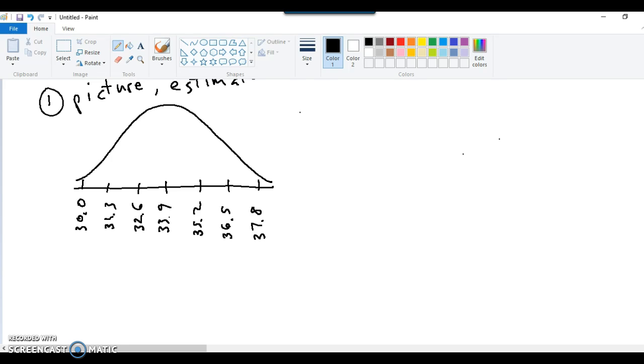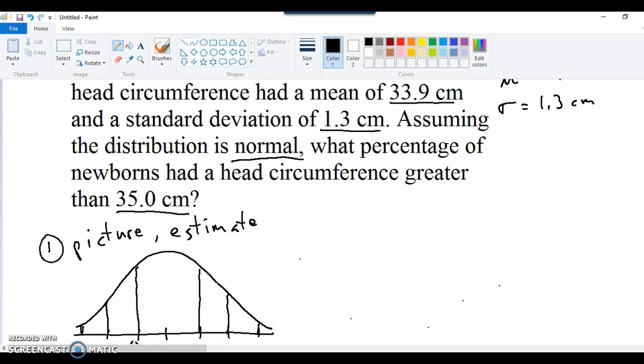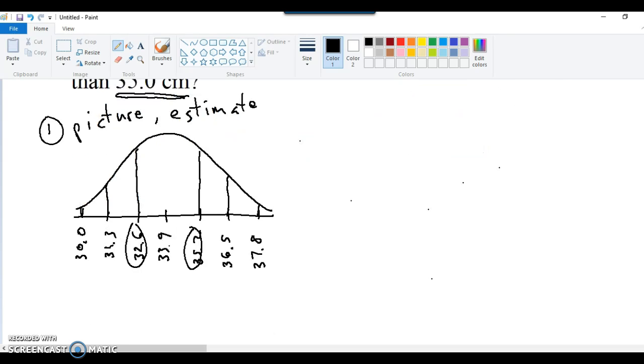Okay, so this picture tells us, according to the 68-95-99.7 rule, 68% of the newborns had a head circumference between 32.6 and 35.2 centimeters. 95% of the newborns had a head circumference between 31.3 and 36.5 centimeters. And for the 99.7%, almost all the babies had a head circumference between 30.0 and 37.8. Now, in this question, we're asked to find the percentage of newborns with a circumference greater than 35 centimeters. So let's find that on the curve here.